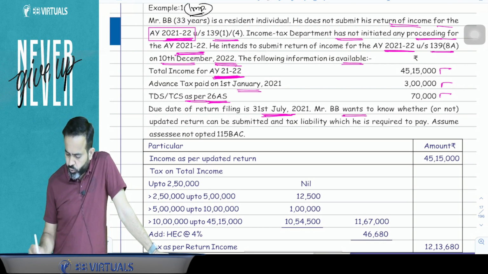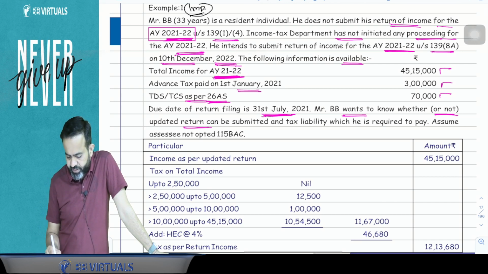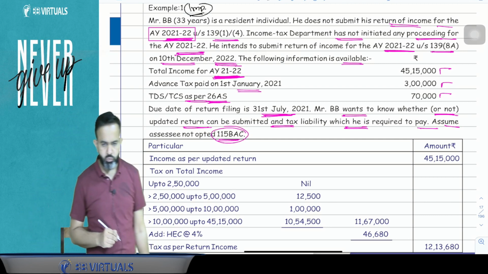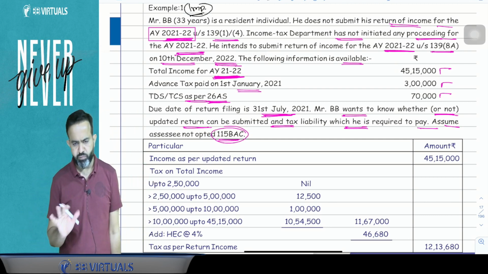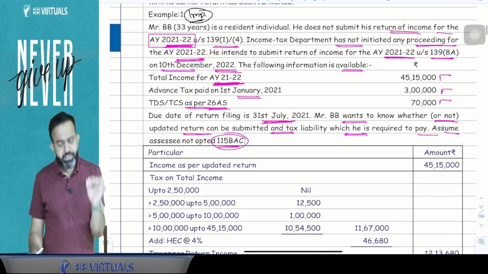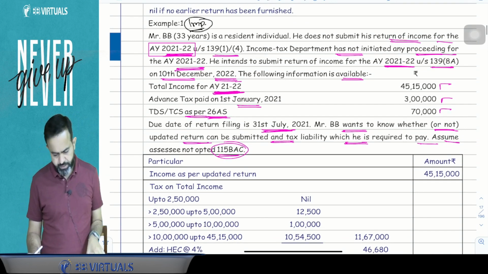Mr. BB wants to know whether or not the updated return can be submitted and the tax liability which he is required to pay. Assume the assessee has not opted for the new taxation regime under section 115BAC. So I have not opted for 115BAC. So here all people pay attention. The question is, can I file the updated return or not? The answer is, we will check.